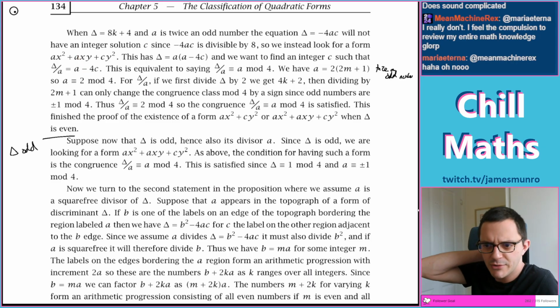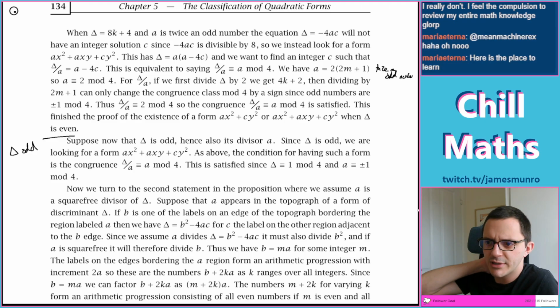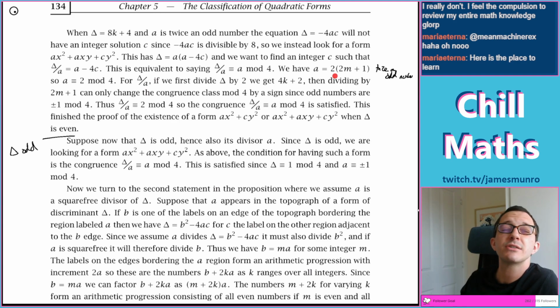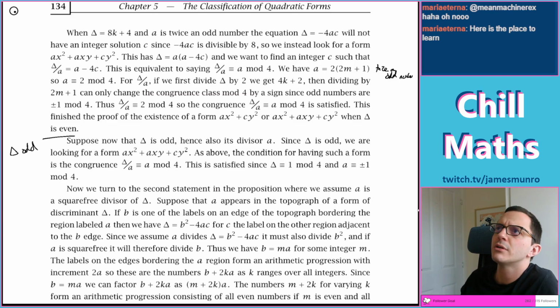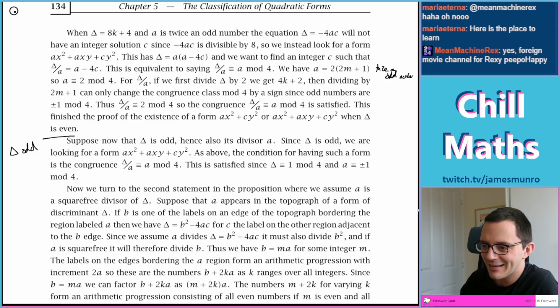So that happens precisely when A is 2 mod 4, which is what you get when you do twice an odd number. Twice an odd number is code for 2 mod 4. And 2 mod 4, well, you can divide something like this by something that's 2 mod 4, because things that are 2 mod 4 are either 2 or 6 mod 8. Oh my goodness. Okay, cool, right, load of stuff going on here. I feel the compulsion to review my entire maths knowledge.